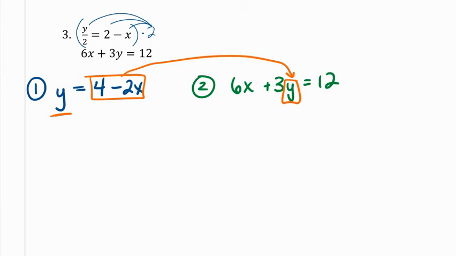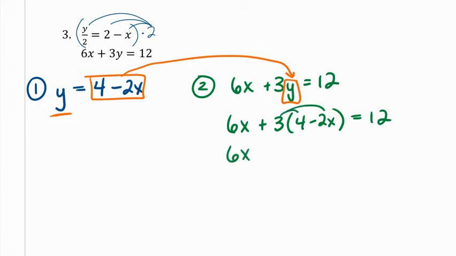Okay. Plug it in for y. So I'm going to rewrite this: 6x plus 3, but instead of y, what am I going to write? The 4 subtracted by 2x. Do I need parentheses this time? Yes. 4 minus 2x. And then I still have the equals 12. Everything stayed the same as it was up here, except for y. I plugged in what y is equal to. Distribute.